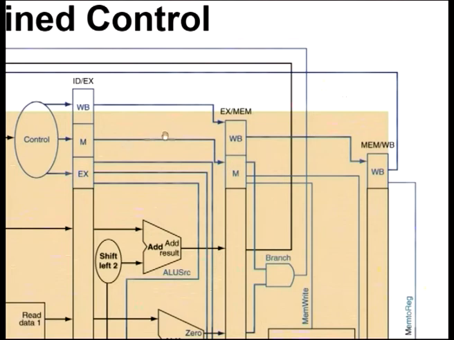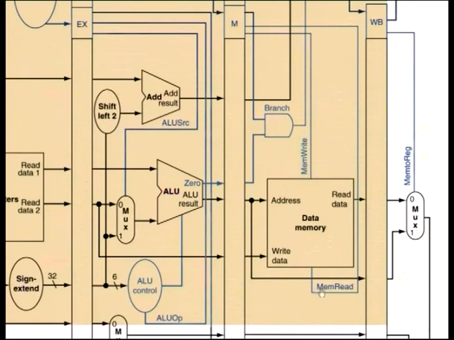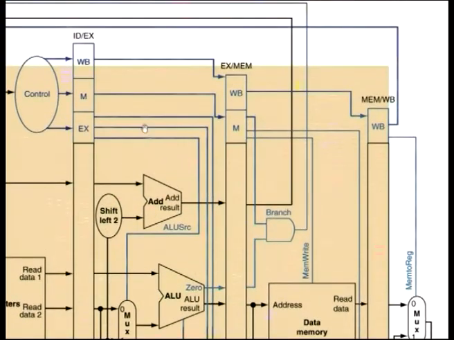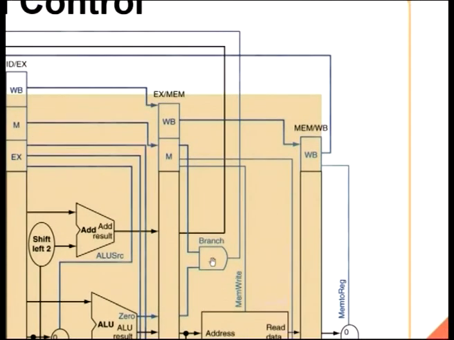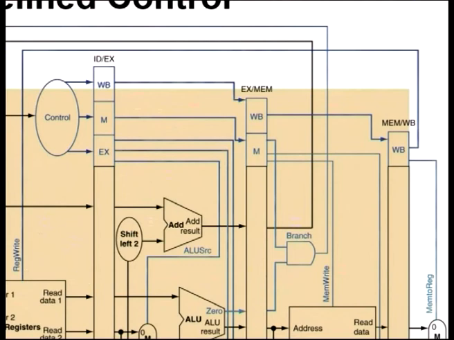If you look at the memory access control signals, that will tell you whether you have to perform a memory write or a memory read, depending on whether it is a store instruction or a load instruction. A branch instruction's control, if you assume that the branch gets resolved at this point, tells you whether the branch condition is satisfied or not. Similarly, if you look at the write back control, that tells you when the write back has to happen. A register write control signal is indicated here.